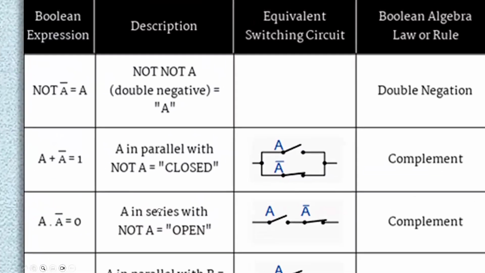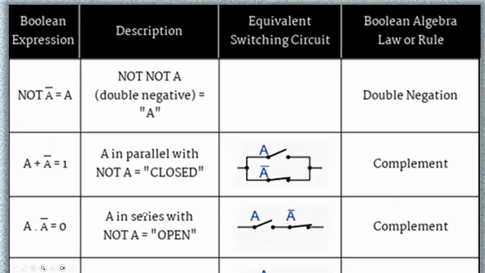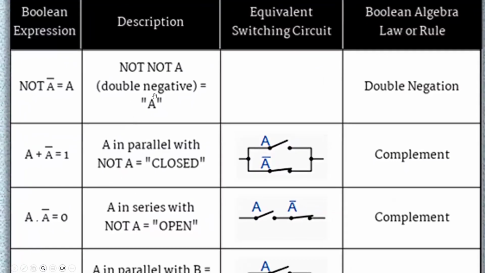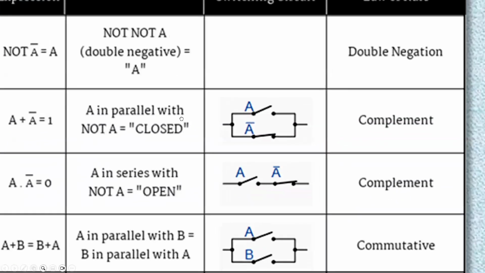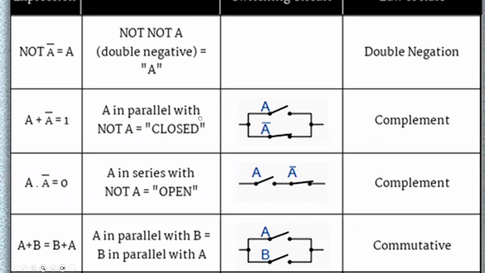Now, more rules. Alright, it's a double negative. If we have not not A, we're going to have A. So that is double negative. Complement property. A or not A is always going to give you 1.